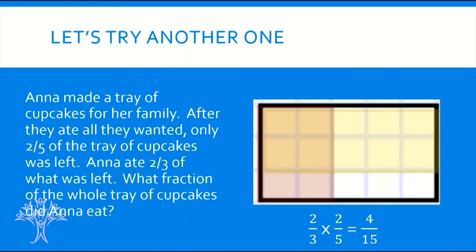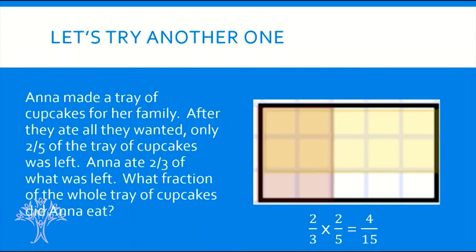I'm starting to notice that when I draw my first rectangle, the dimensions are the same as the denominators. In this case, 3 by 5. Here's your 3 by 5. And that matches our large rectangle here.